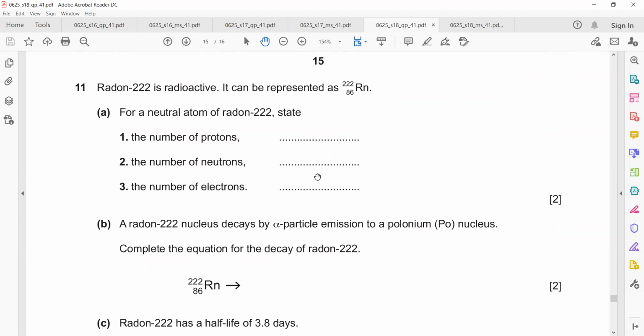Okay, in this question, radon 222 is radioactive and it can be represented as Rn 222, 86. For a neutral atom of radon, how many protons are there? 86. How many neutrons are there? 222 minus 86, what's the answer? 136. How many electrons are there for a neutral atom? 86.